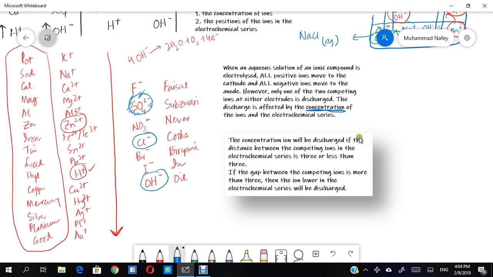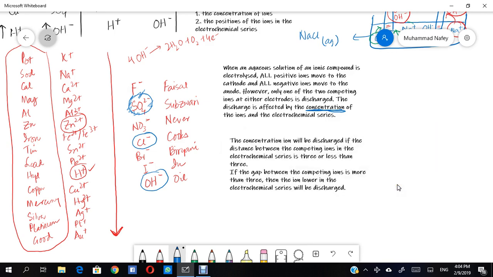So this is a golden rule, and it's this rule which will be used throughout the electrolysis of aqueous solutions. Now let's apply this rule to electrolysis of aqueous sodium chloride, that is concentrated sodium chloride.